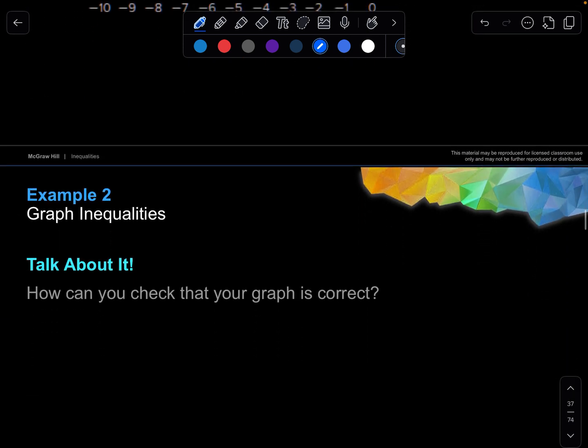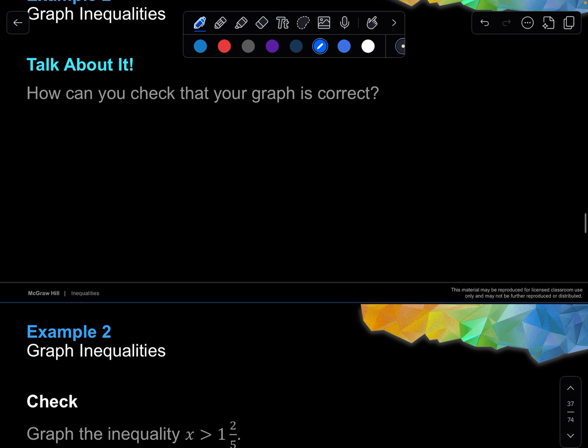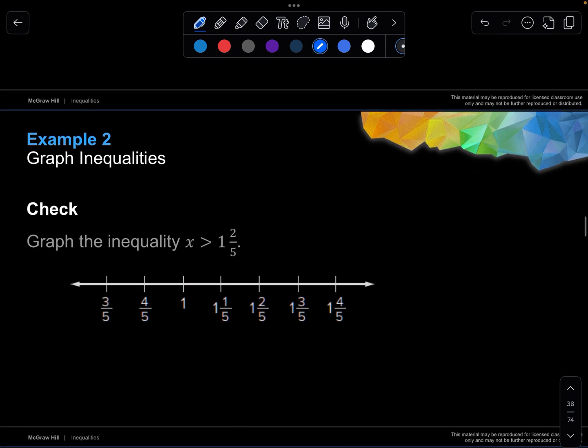Now, how can we check that our graph above is correct? Well, you can use any of the values that are highlighted, substitute them in your inequality, and check if it's correct. I want you to do this check, pause and do this check problem on your own. x greater than 1 and 2/5.